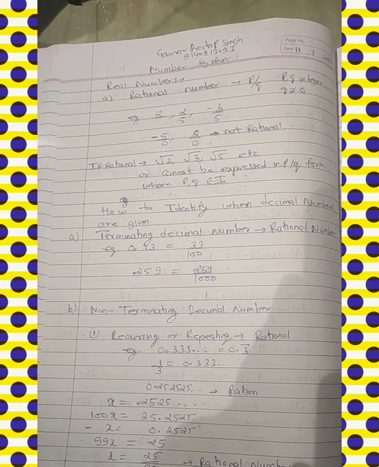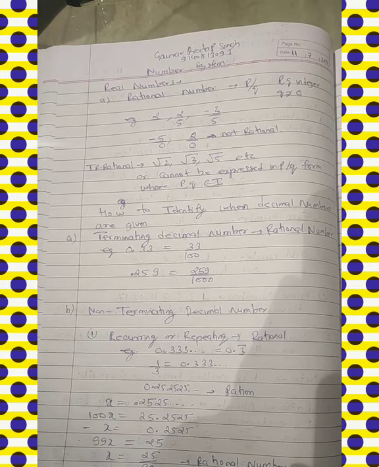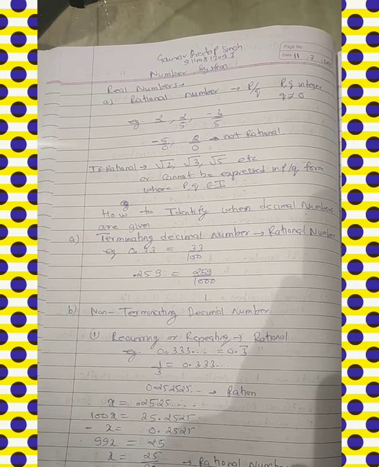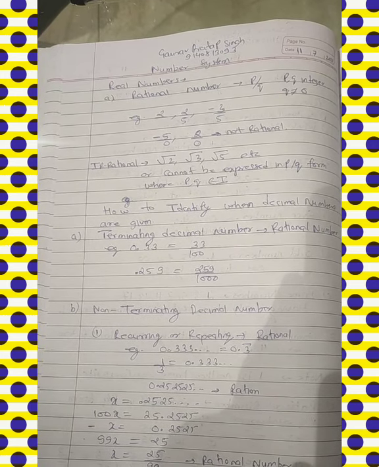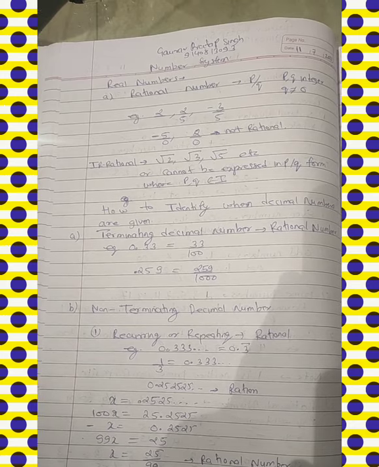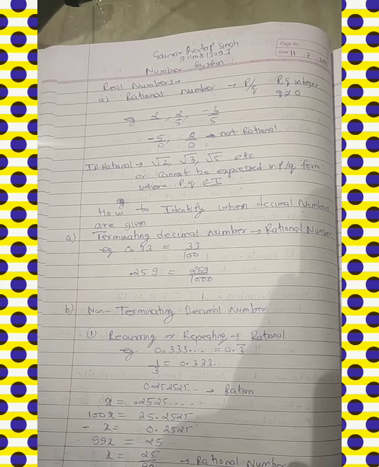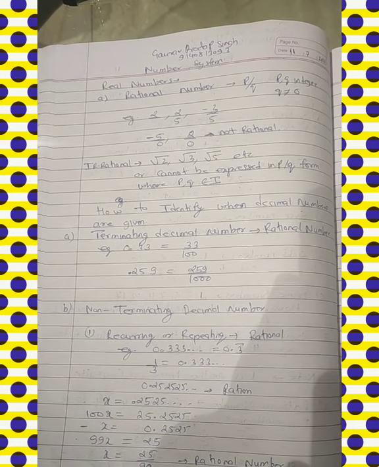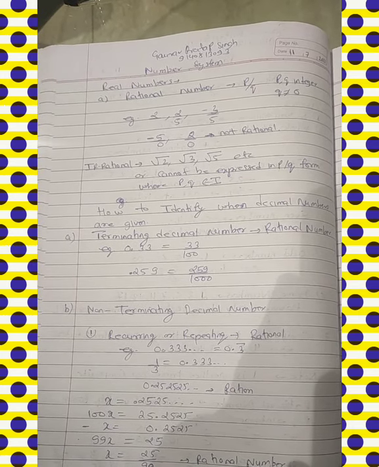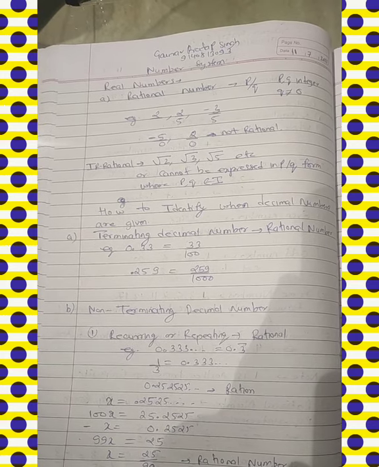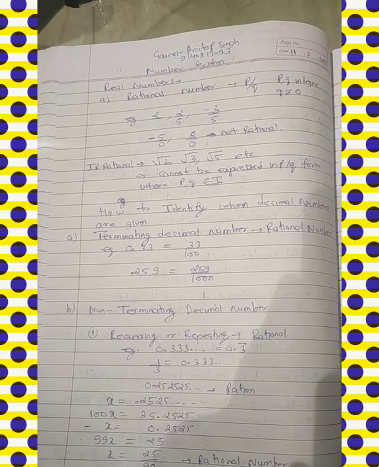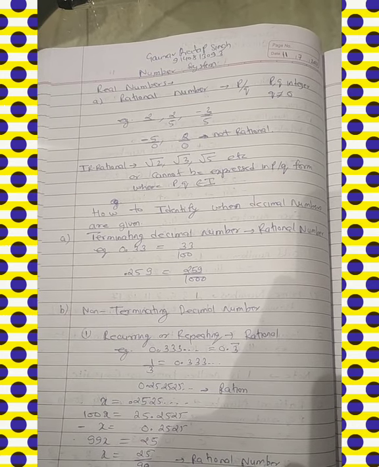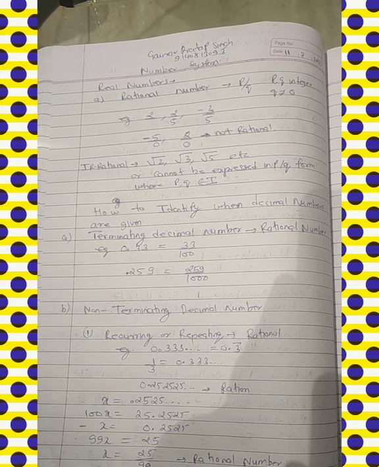Irrational numbers are the ones which cannot be expressed in the form of p by q. For example, I have written root 2, root 3, root 5. They are not integers, hence they are irrational numbers. If you try to find the value of root 2, it comes around 1.414 and so on, so it is not an integer value. Root 2 can be written as root 2 by 1, where q is not 0, but the numerator is not an integer. That's why root 2 or root 3 are not rational numbers.